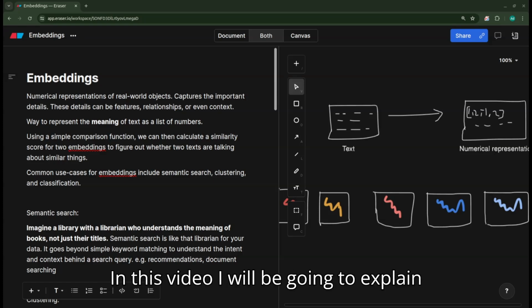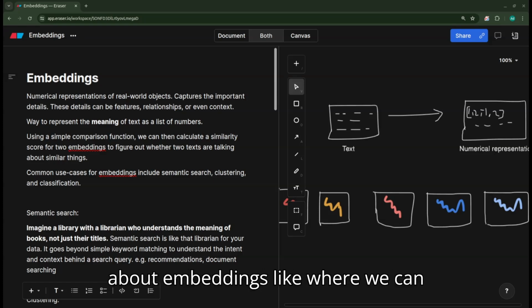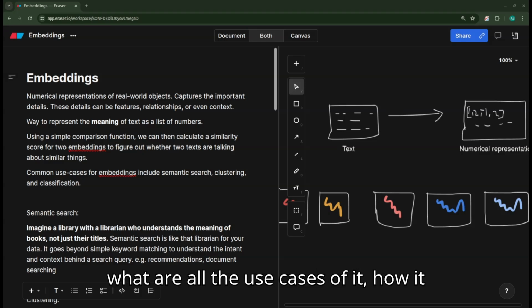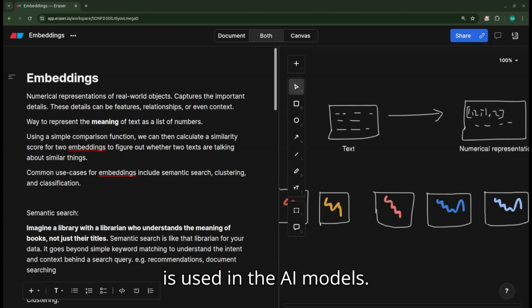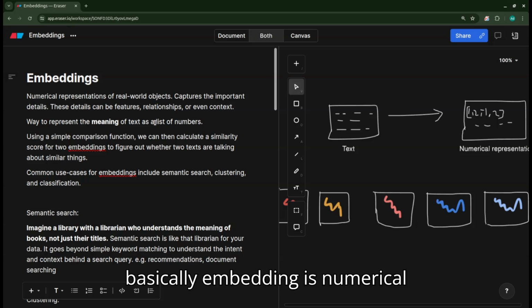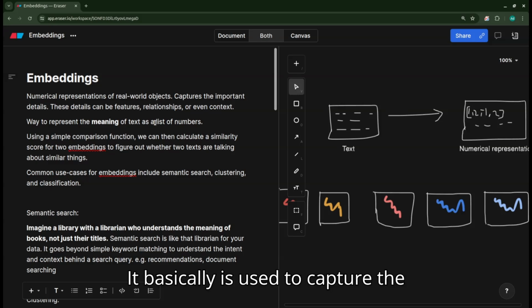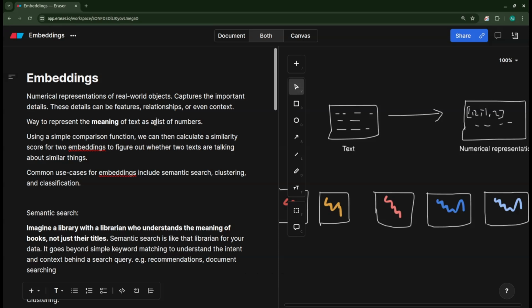So in this video I will be explaining embeddings: where we can use them, what an embedding is, what the use cases are, and how it is used in AI models. So let's get started. Basically, an embedding is a numerical representation of any object that you can think of. It is used to capture the essence or the details of the object with which we can identify it.